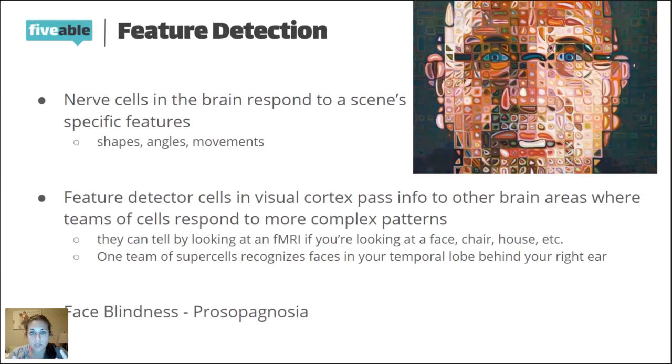And this picture on this slide was made by someone who has face blindness, who put this picture together and said, this is how I see people. I see their features, their eyes, their nose, their mouth, but it doesn't all come together and make a whole face for me.